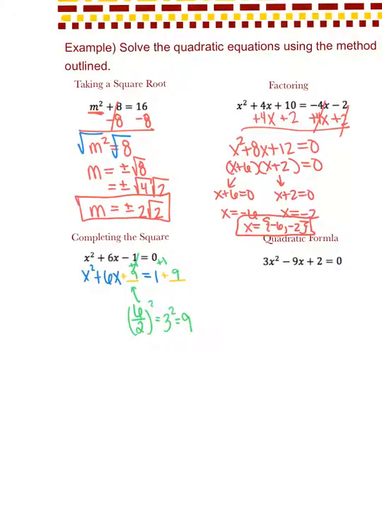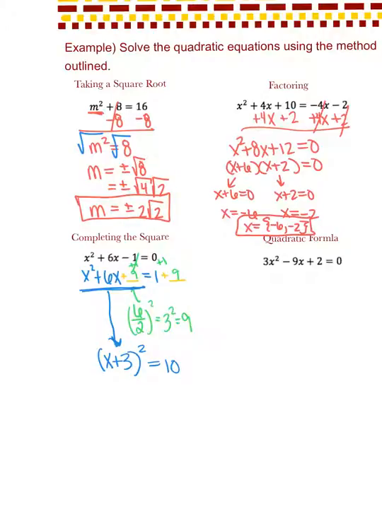And now notice, if I have x squared plus 6x plus 9, I've completed the square. It is a perfect square trinomial. It is x plus 3 quantity squared. And I have that as equal to 1 plus 9, which is 10.